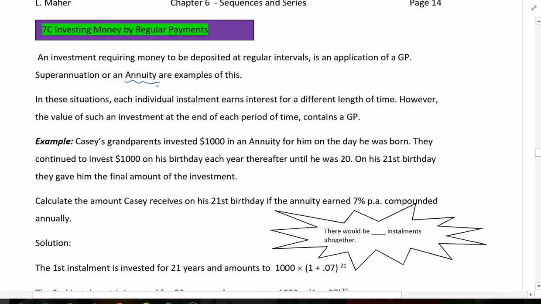An example of an annuity is superannuation. I'm not sure how familiar you are with that, but what super, and I'll just call it super from here on, what super is, it is a system whereby you deposit small amounts on a regular basis into an account and leave it there for an extended length of time.